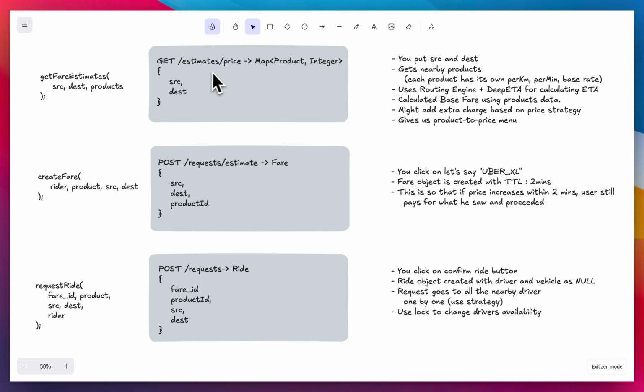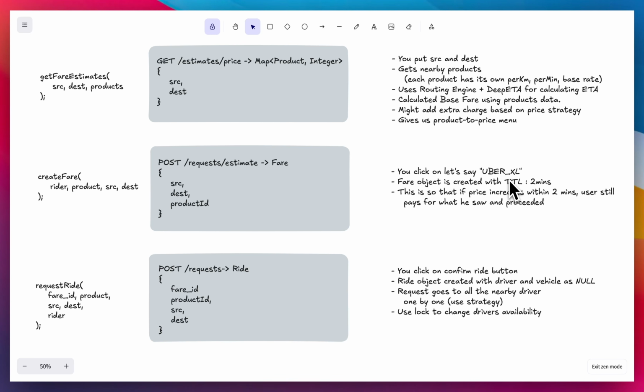Once you call this API, you'll be getting a product to price mapping. Now you'll be selecting one of the products, right? Once you select one of the products, a fare object would be created. Now what is this fare object? For that, let's try to understand a scenario. Let's say at 12 p.m. you decided to go with the Uber XL option because the pricing for that was only 500 rupees, right? So you selected this Uber XL and went to the next page.